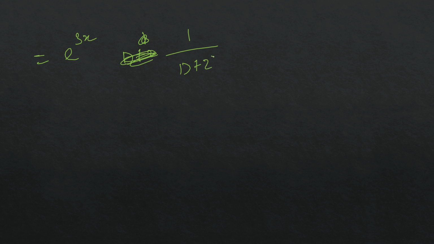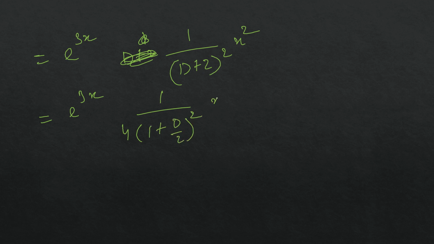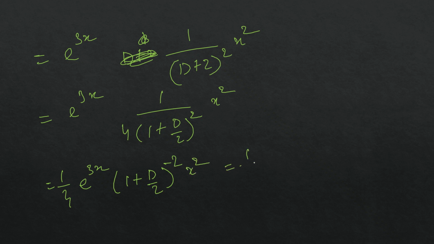(D+2) whole square, let me write it again, and this is x square. So I will take 2 out before. That means (1 plus D by 2) whole square x square. So if I write it again, 1 by 4 e to the power 3x, I can write this one as (1 plus D by 2) to the power minus 2 x square.